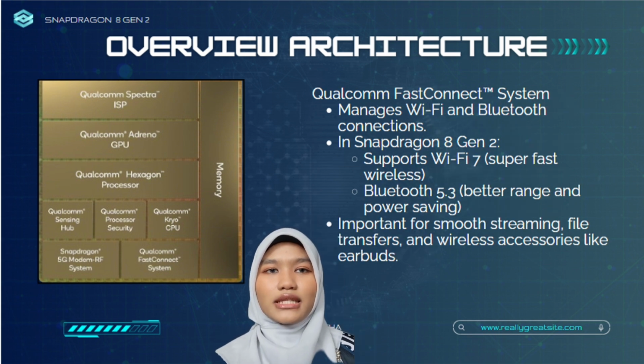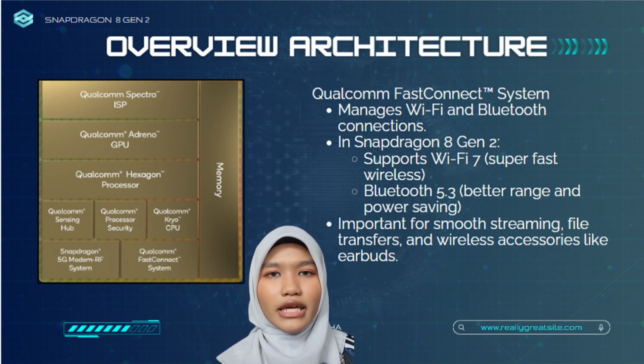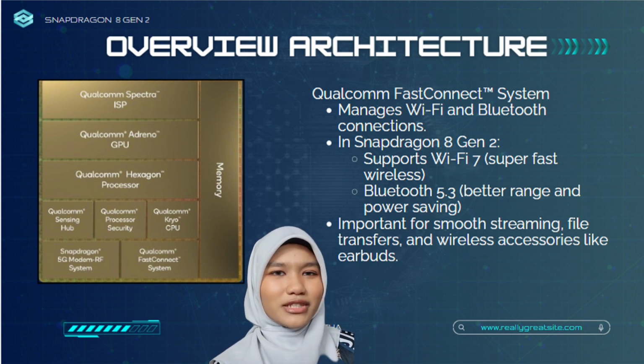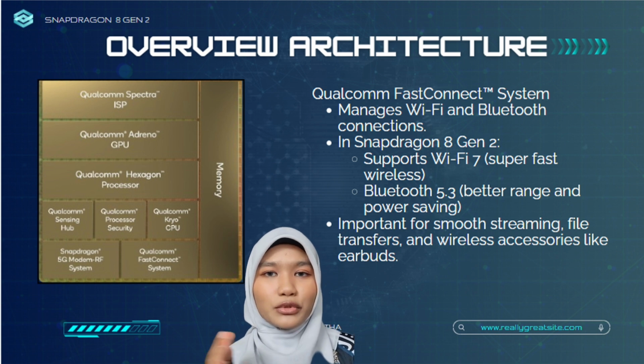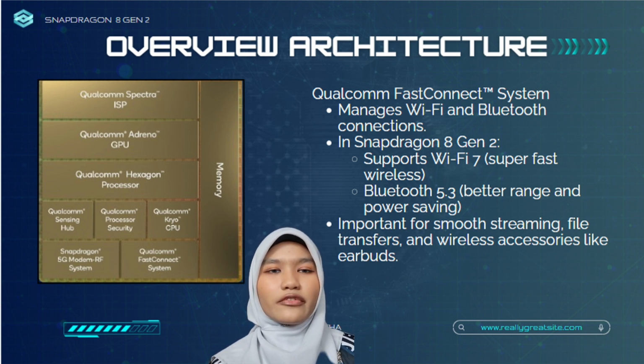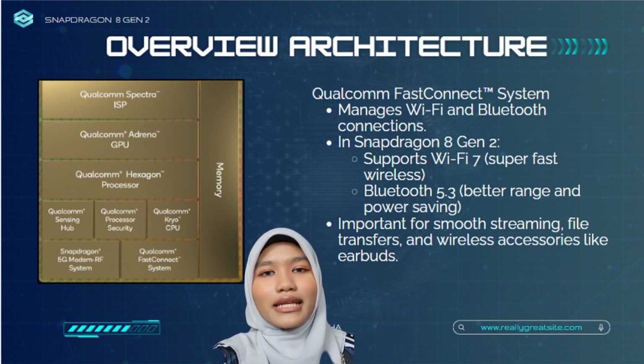Okay, the next component is the FastConnect system, which manages your phone's Wi-Fi and Bluetooth connection. In Snapdragon 8, it supports Wi-Fi 7, which gives faster wireless speed and lower latency, great for streaming and online gaming. It also supports Bluetooth 5.3, which helps save battery while using wireless earbuds and other devices.